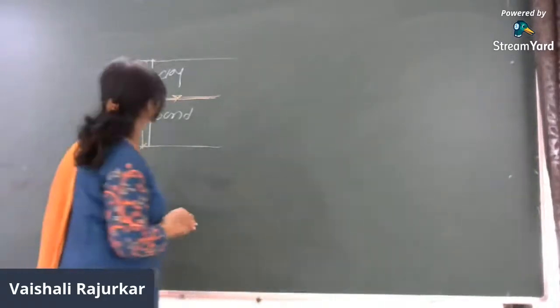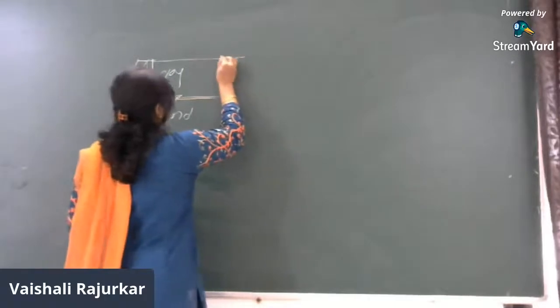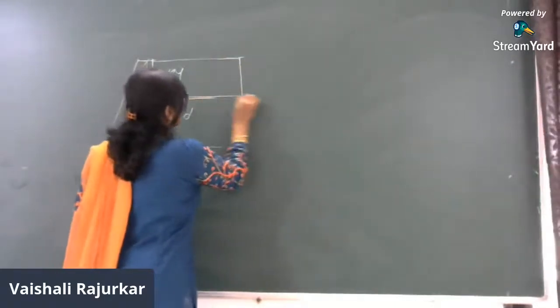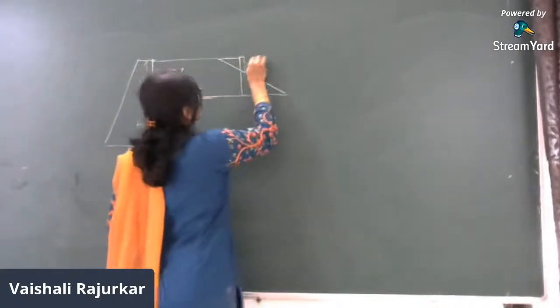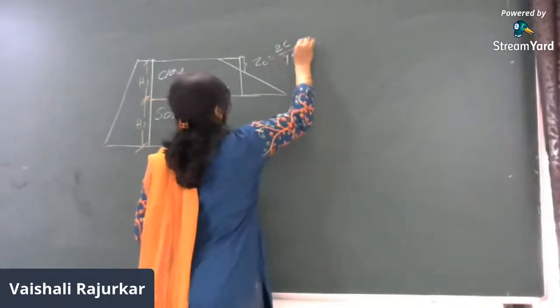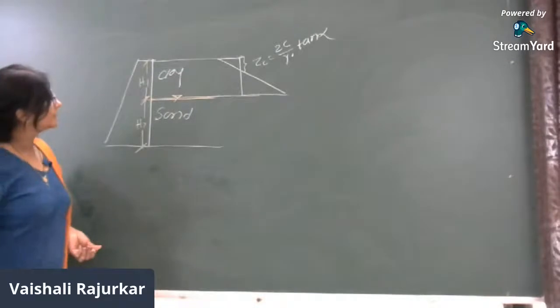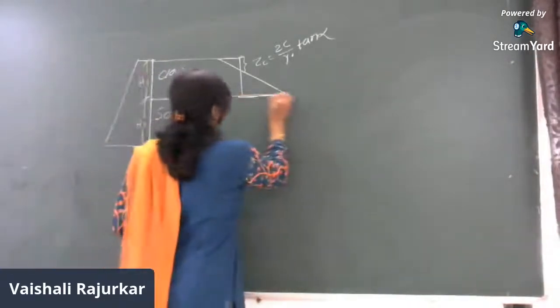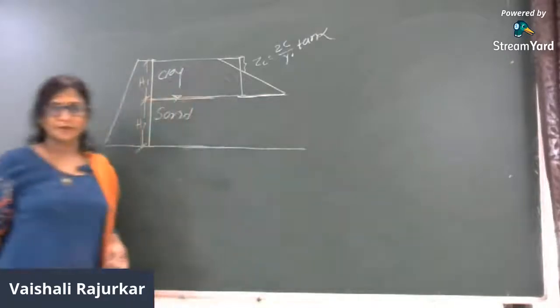So in that case, we consider the soil at which the diagram is a negative-positive diagram. What is ZC? ZC is equal to 2C upon gamma into tan of alpha, right? Then in the other diagram, the soil is a sandy soil.